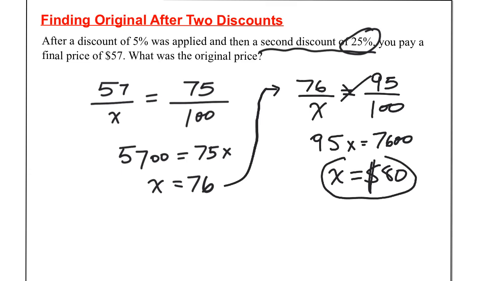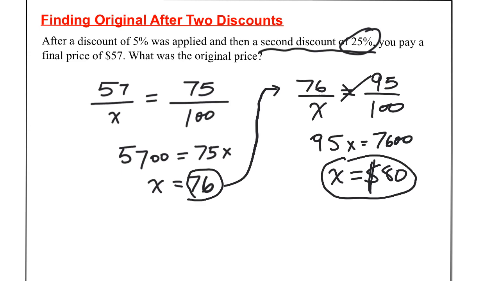So basically, we've seen finding original. This is just doing it twice and carrying that in-between answer. Like 76, we don't really have a name for it. It's the middle price, I guess. But carrying that over to your second proportion is important. Notice we didn't use 57. We're undoing the 76. We're undoing the 5% for that.